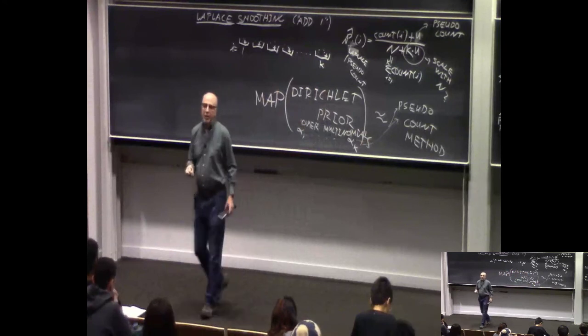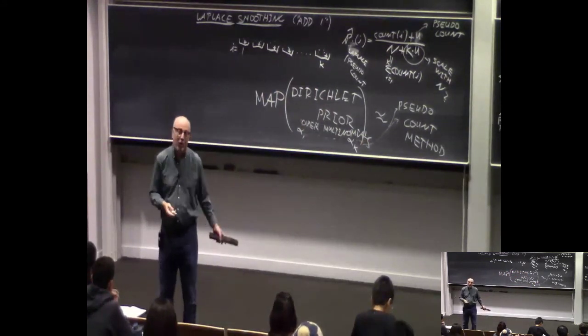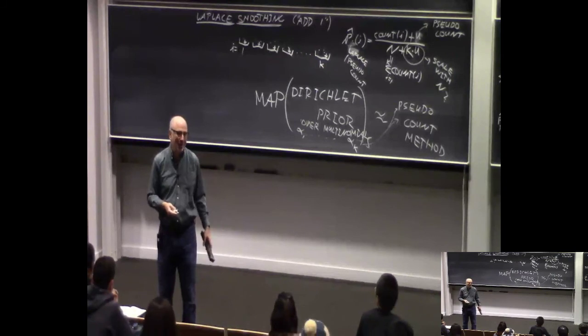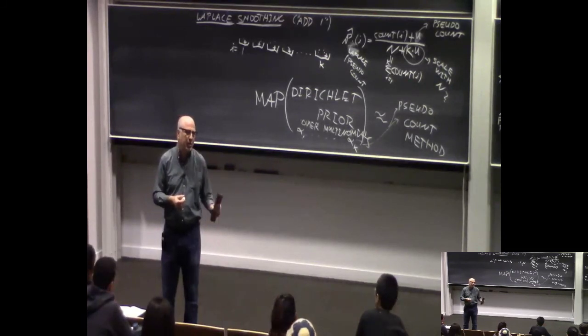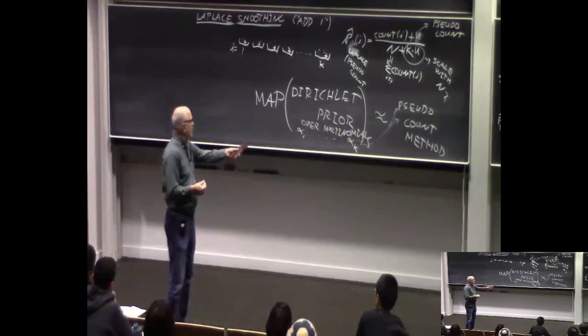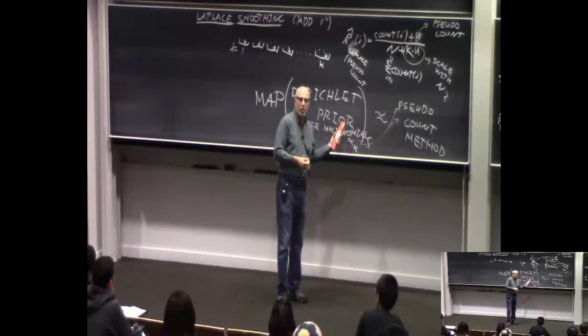So the pseudo-count method, Laplace, I don't think knew any of that. He just added 1. It turns out it works surprisingly well. In your homework assignment, you will need to play with how much you add. And you will see the outcome. We don't discuss this there, but this is a useful thing to know. If you hear about the Dirichlet prior, you know it's a prior over multinomials.